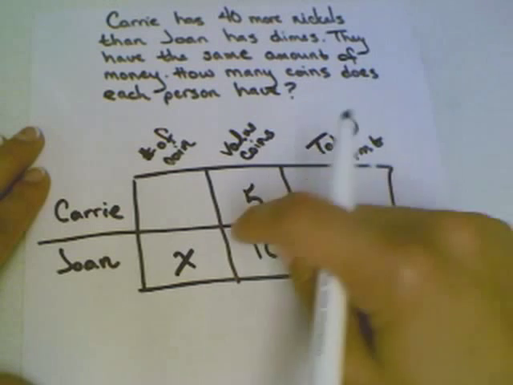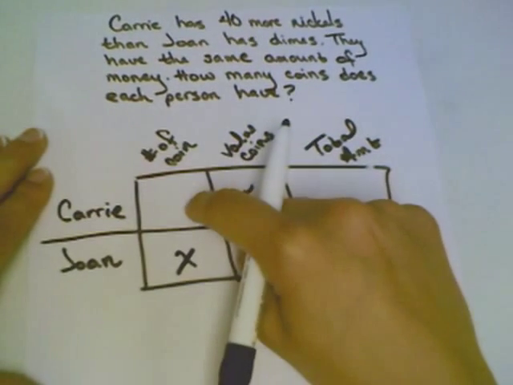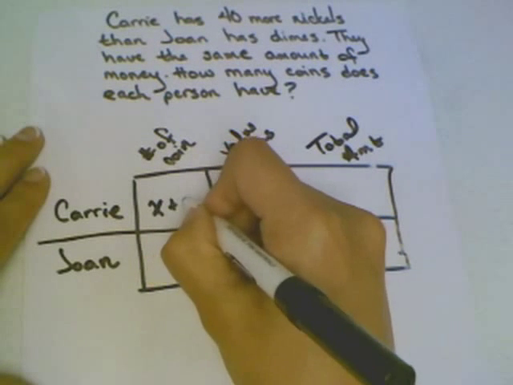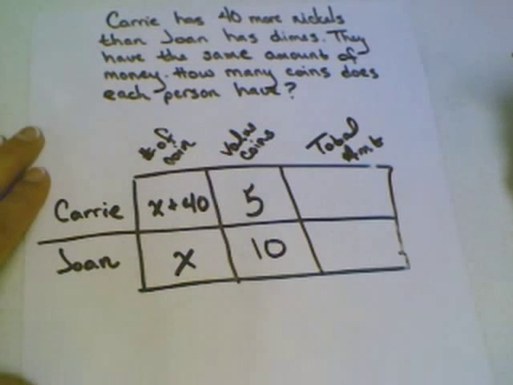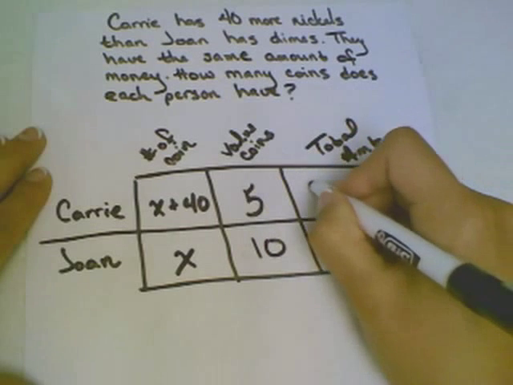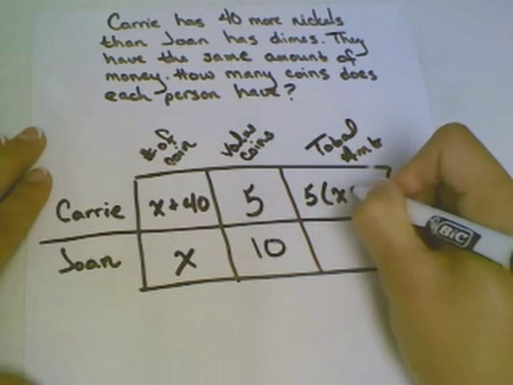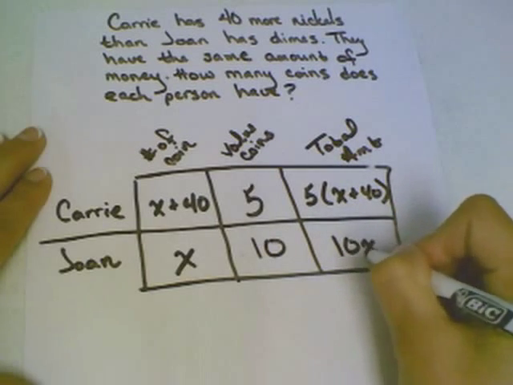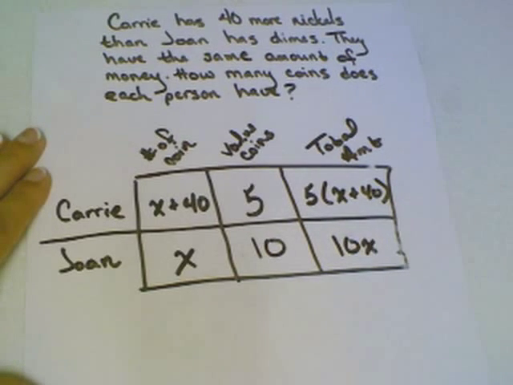And if Joan has x number of dimes, then I know Carrie will have 40 more than that. How do we write 40 more than x? 40 plus x, or x plus 40. Now I can multiply across and fill in my chart. This times 5, I need to remember to use parentheses, and x times 10 will be 10x.